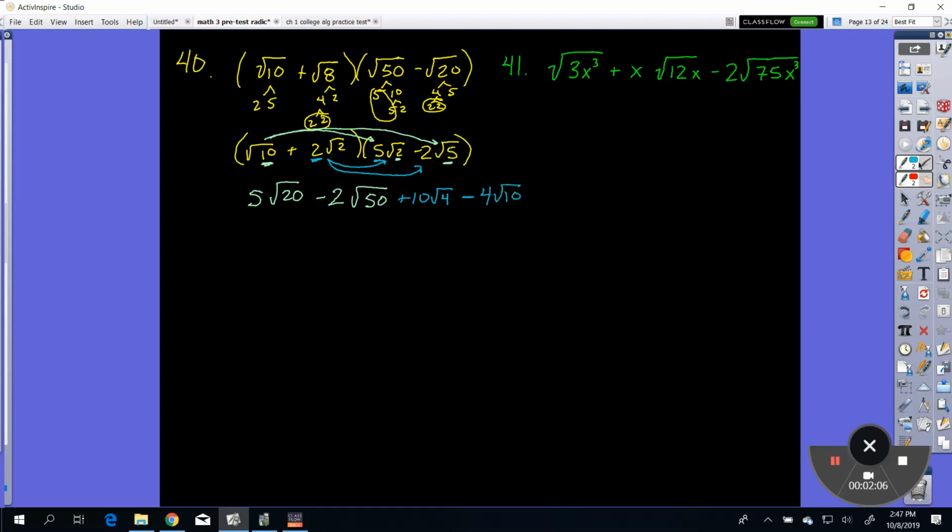So now I'm going to break things down. So 20 is 5 times 4, 2 and 2. So there's a pair of 2's, they multiply the 5 that's out here. So 2 times 5 is 10, and this 5 doesn't come out. 50 is 25 times 2, so 5 and 5. This 5 multiplies the 2 out here, so that's a negative 10 square roots of 2.